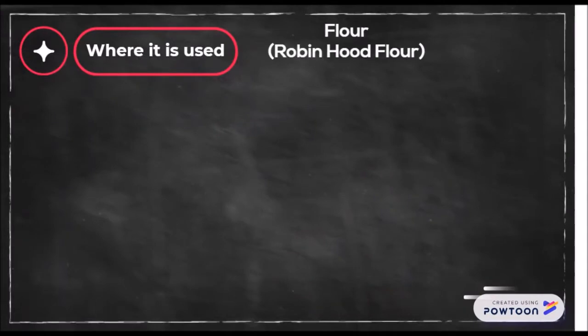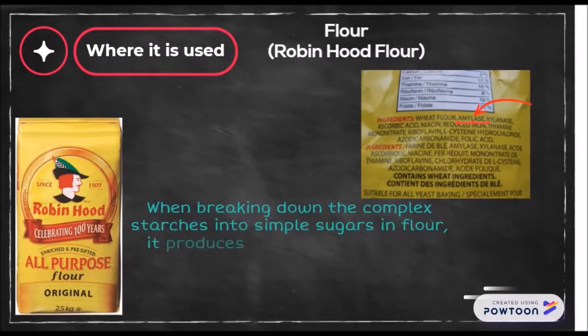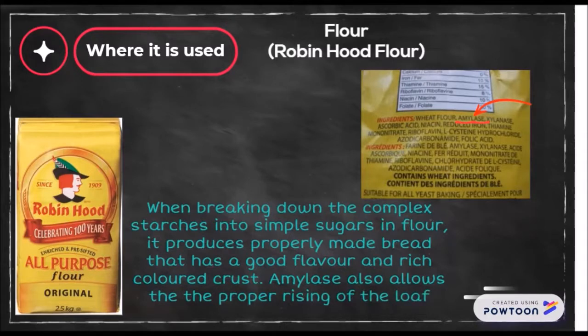Where it is used. Amylase can be found in flour. A well-known example is Robin Hood flour. When breaking down the complex starches into simple sugars in flour, it produces properly made bread that has a good flavor and rich colored crust. Amylase also allows the proper rising of the loaf.